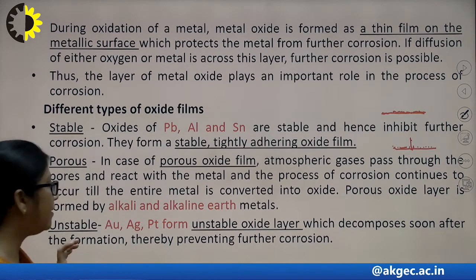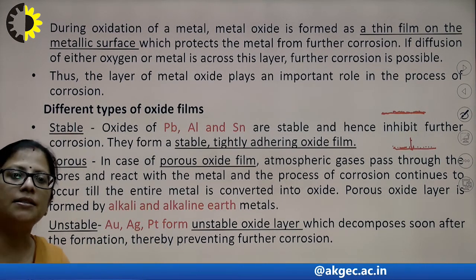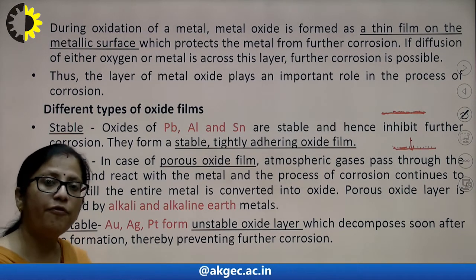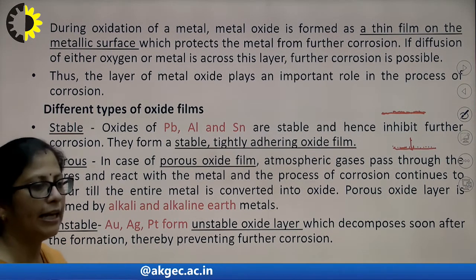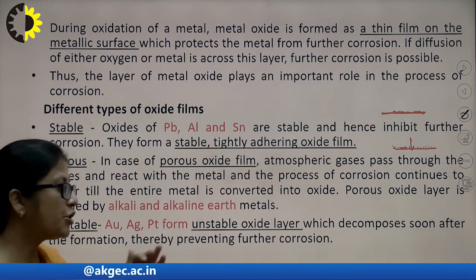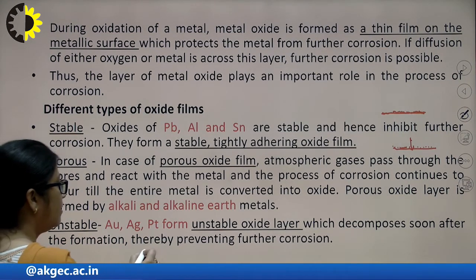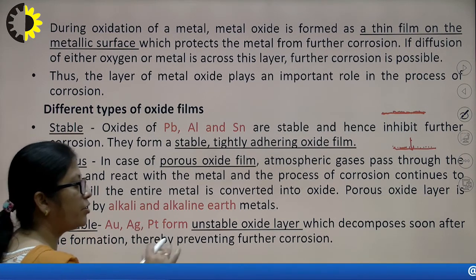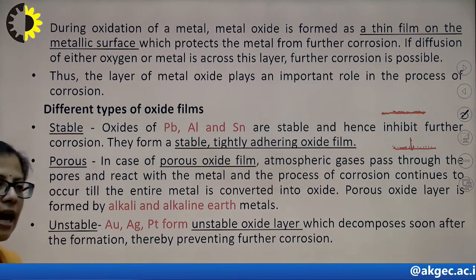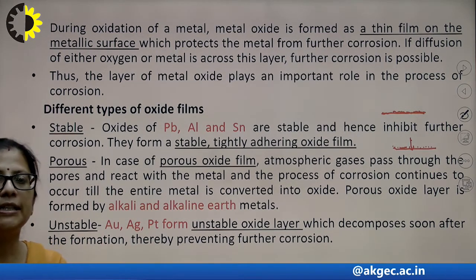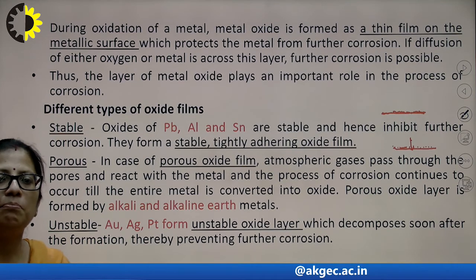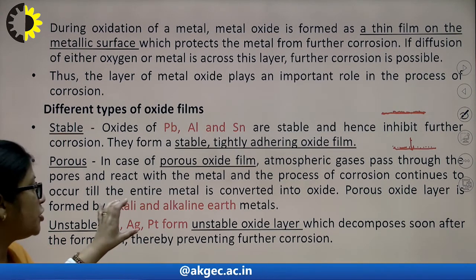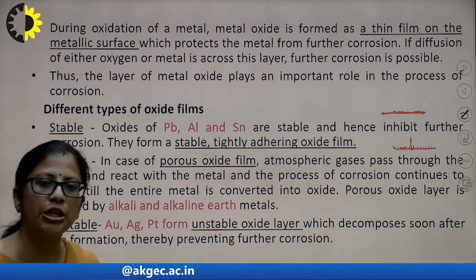The third layer that is formed is the unstable one. Silver, gold and platinum form the unstable oxide layer. That means as soon as they react with oxygen, they form an oxide layer, and that oxide layer soon decomposes back to give you metal and oxygen. And we say that these metals generally do not undergo oxidation corrosion.